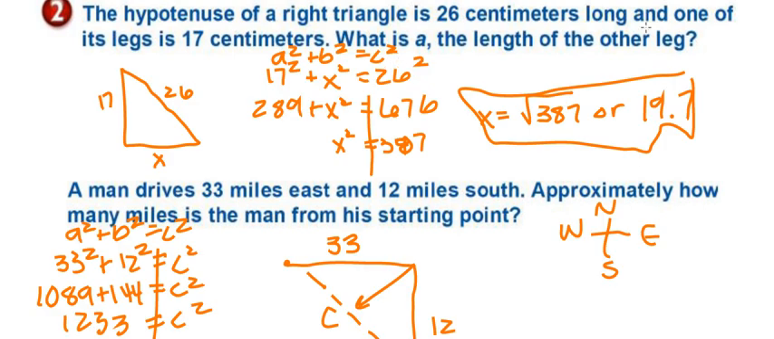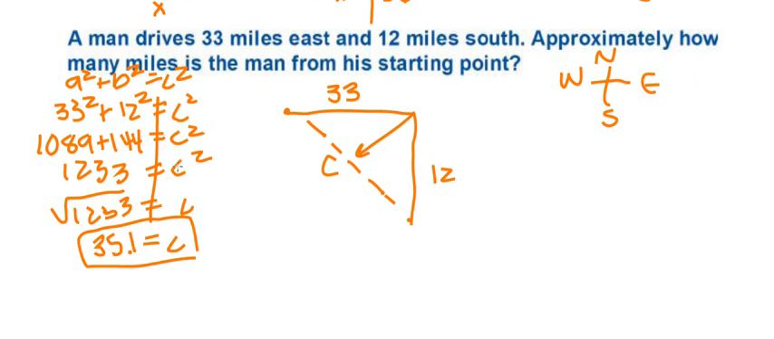All right, so your final solutions here should have been the square root of 387 or 19.7 and the square root of 1233, which is 35.1.